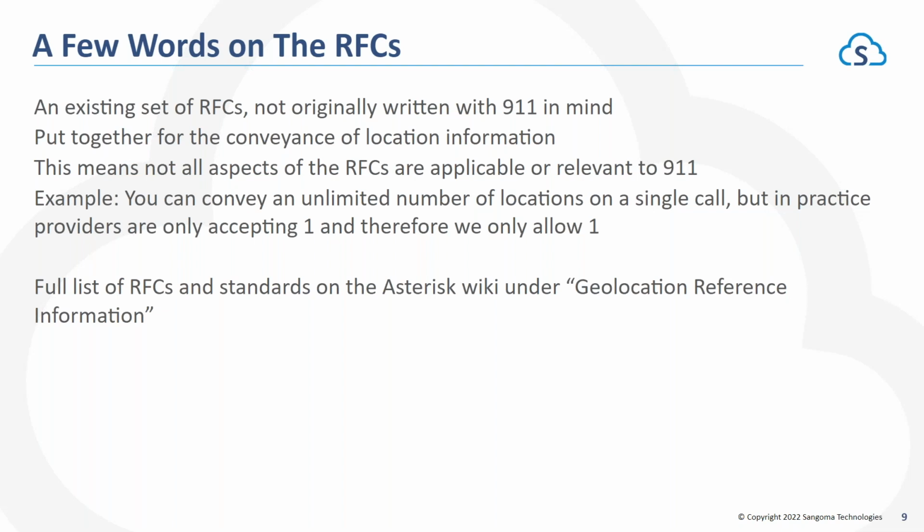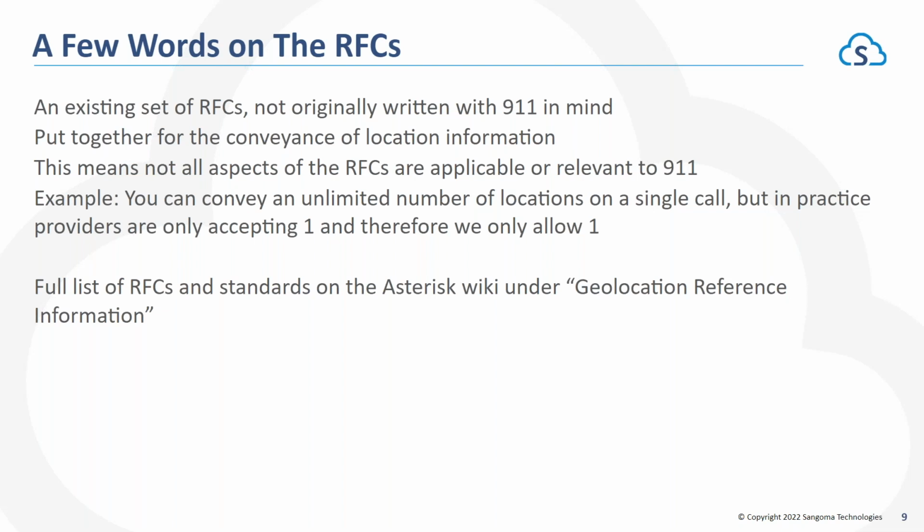The consequence of this is that not all aspects of the RFCs and standards are actually applicable or relevant to emergency services. A really good example of this is that within the standards and specs, you can technically convey an unlimited number of locations on a single call. So the spec says you could theoretically provide an address in New York and an address in Los Angeles on a single call. It doesn't really make sense, but the specs allow it.